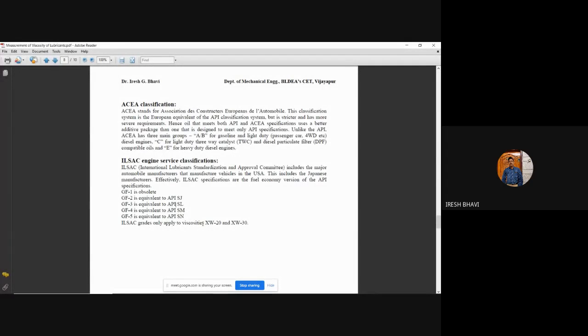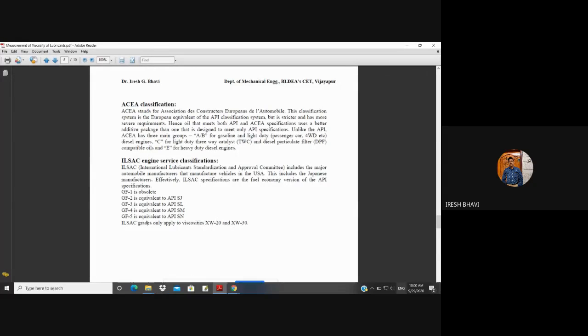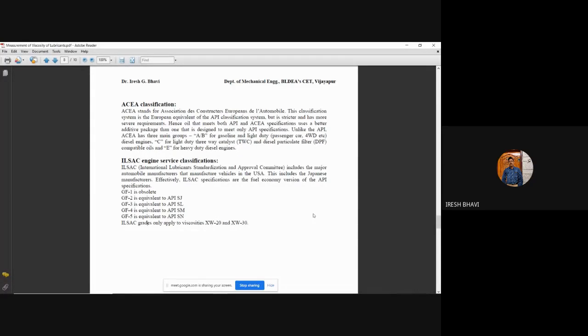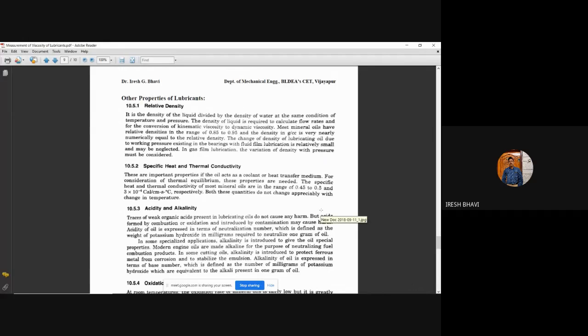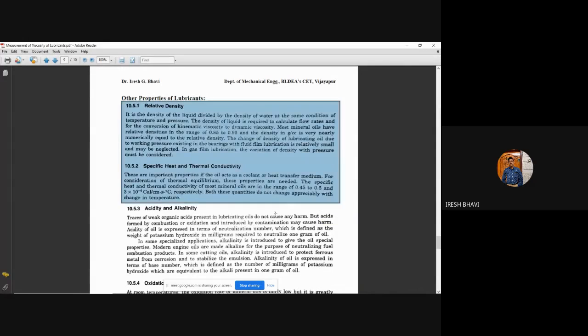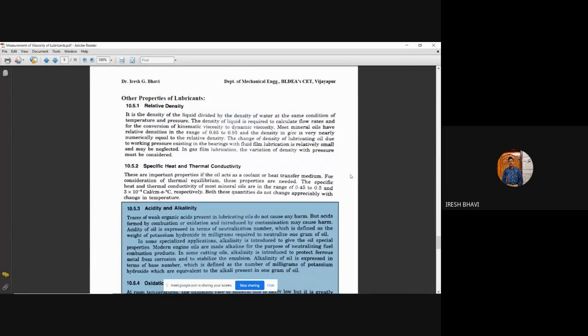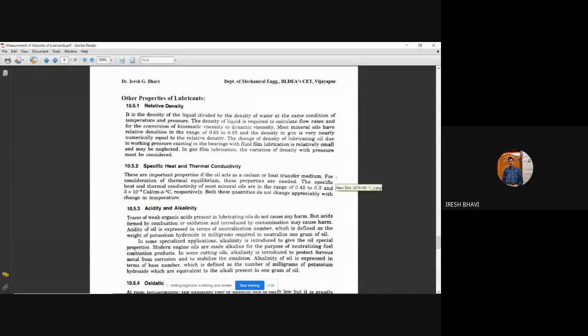ILSAC grades only apply to viscosities XW20 and XW30. Okay? Means 10W20, 10W30 or 20W30. Only those lubricating oils are graded in ILSAC. These are the different grades of the lubricating oil. And these are the different properties other than viscosity, which are also checked or evaluated when choosing any lubricating oil.